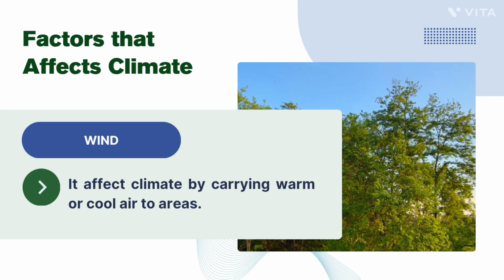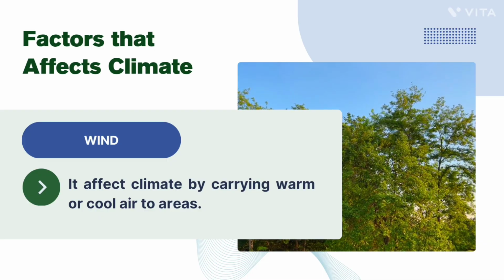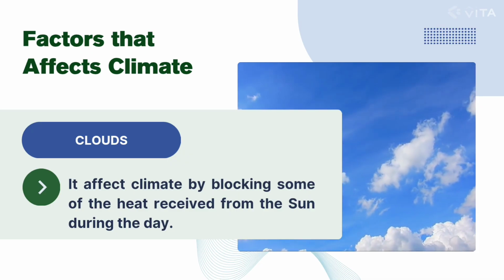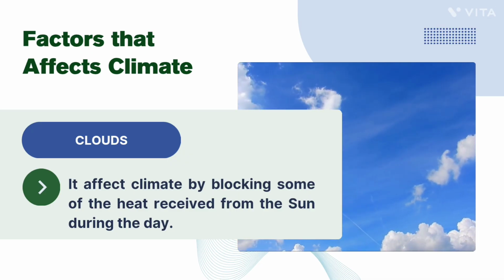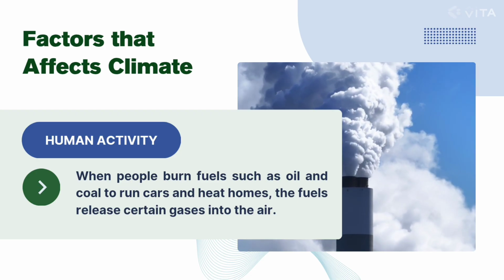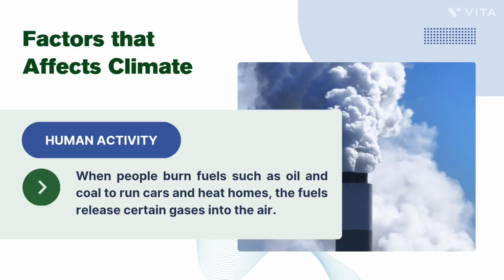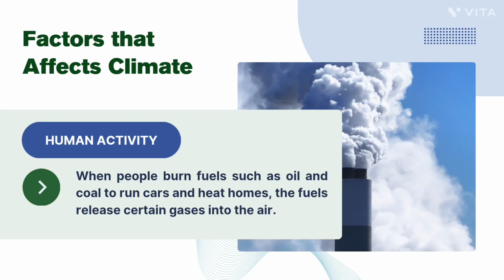The first factor that affects climate is wind. It affects climate by carrying warm or cool air to areas. Clouds affect climate by blocking some of the heat received from the sun during the day. Human activity: when people burn fuels such as oil and coal to run cars and heat homes, the fuels release certain gases into the air.